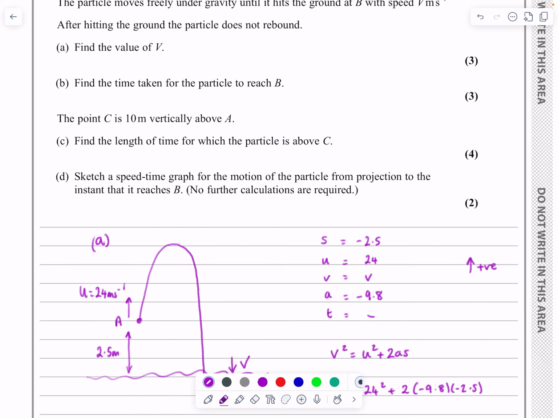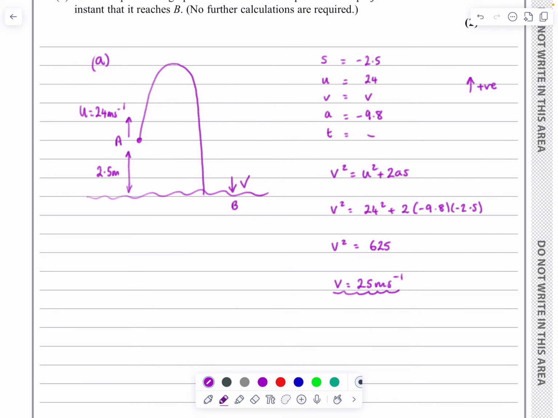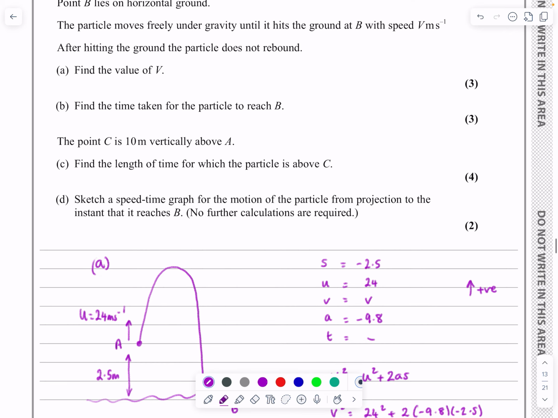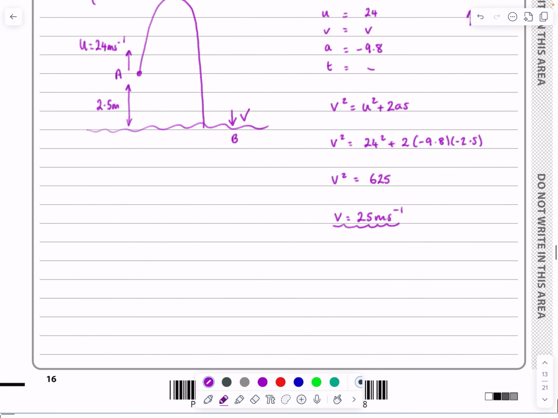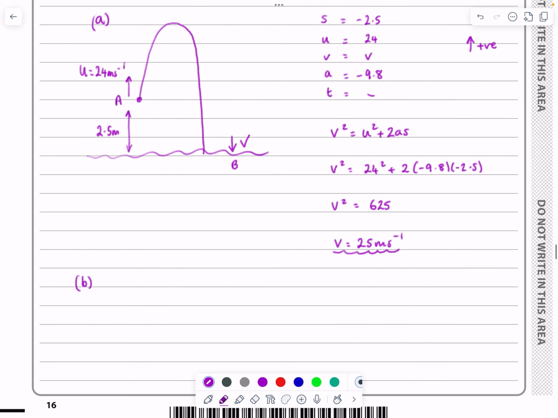What does it say for part B? Part B says, can we find the time taken for exactly that to happen? So I've just got the same scenario there. If I want the time taken, now that I've got V, I'm going to use V equals U plus AT. I guess you can write it out again. I wouldn't do this in an exam, but as I'm explaining it to you guys.